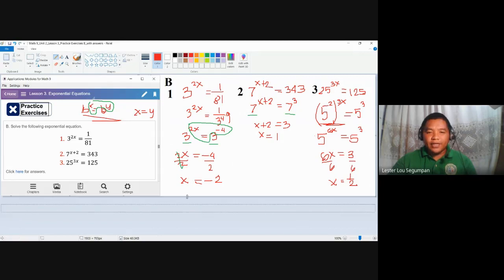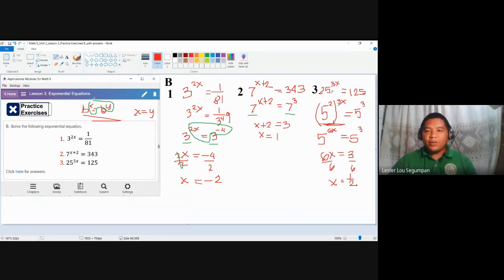As for the checking, simply substitute 1/2 in the given equation. So I'm just going to check number 3 only. So 25 raised to the 3 times 1/2. It should be equal to 125. So here you have 25, question mark because we still don't know, raised to 3/2, because 3 times 1/2 is 3/2. We don't know if it's 125.